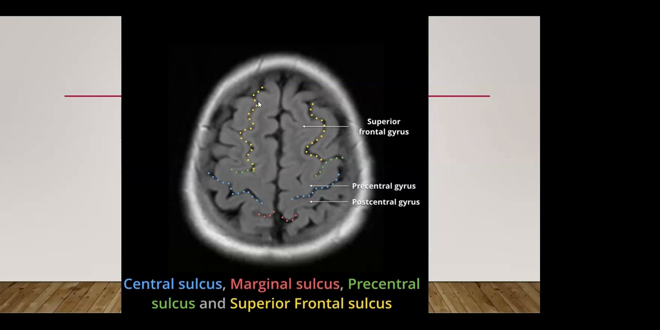Also, we can appreciate that this is the superior frontal sulcus, like we were talking about, separating the superior frontal gyrus and the middle frontal gyrus. So the superior frontal sulcus tends to form a T-shaped orientation with the central sulcus. If we see, this is the superior frontal sulcus, and this is the central sulcus.